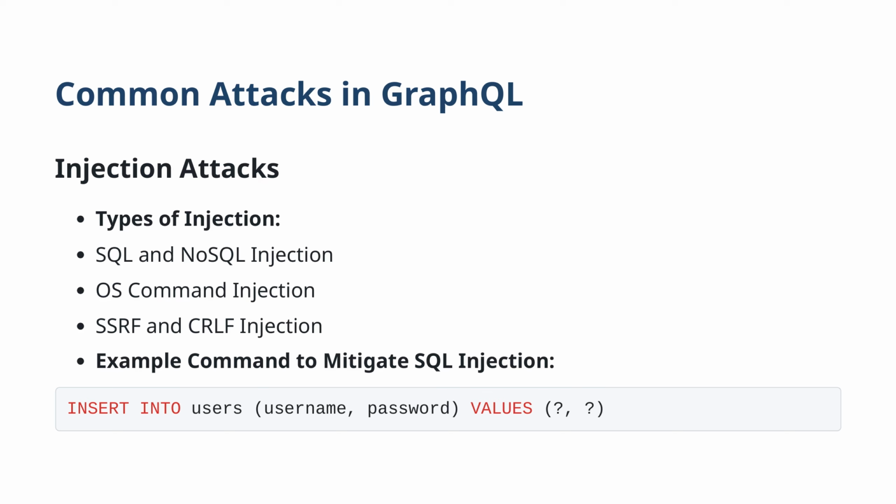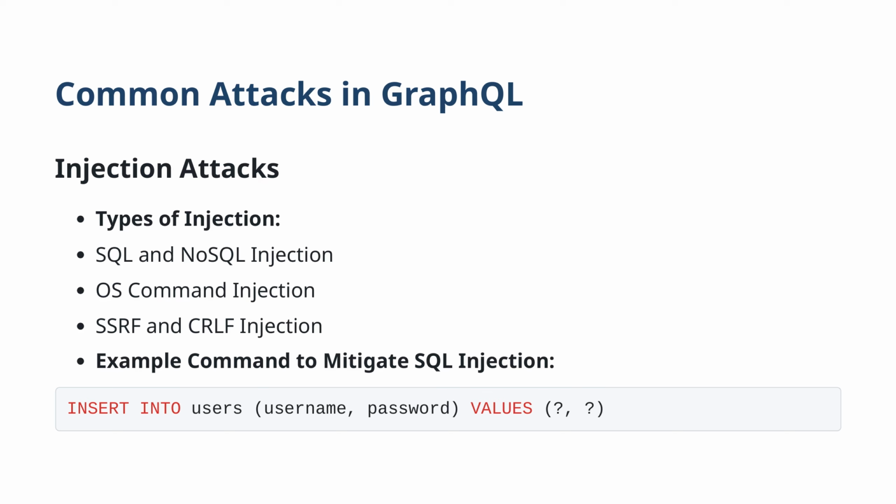It's crucial to understand these vulnerabilities to ensure the security of your API. Injection attacks are a significant concern in GraphQL, just as they are in traditional REST APIs. There are several types of injection attacks to be aware of. 1. SQL and NoSQL injection. These involve manipulating the backend database queries through malicious input. An attacker might attempt to execute arbitrary queries, potentially gaining unauthorized access to data.